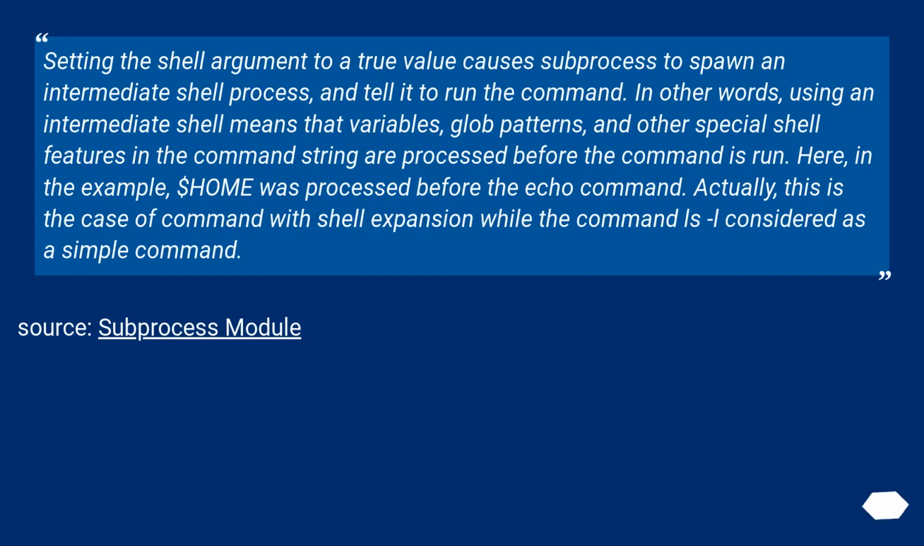Setting the shell argument to a true value causes subprocess to spawn an intermediate shell process, and tell it to run the command. In other words, using an intermediate shell means that variables, glob patterns, and other special shell features in the command string are processed before the command is run. Here, in the example, $HOME was processed before the echo command. Actually, this is the case of a command with shell expansion, while the command ls -l is considered a simple command. Source: subprocess module.